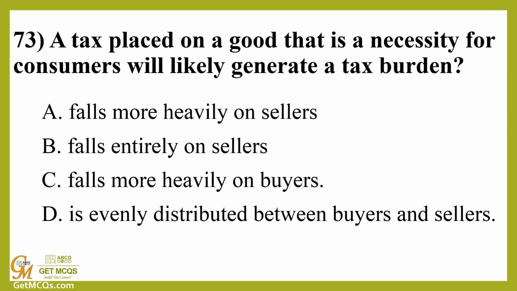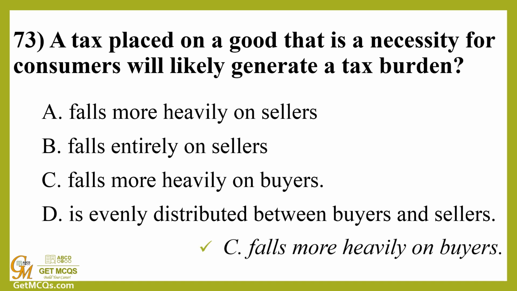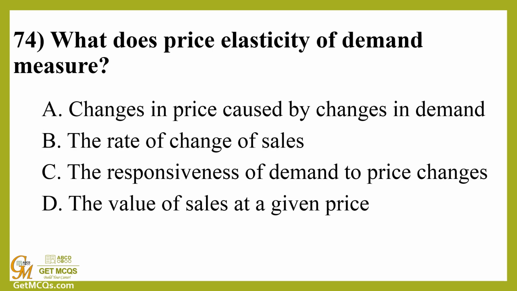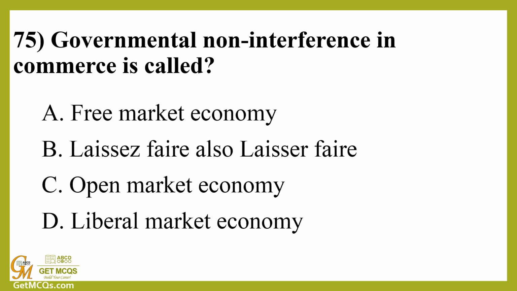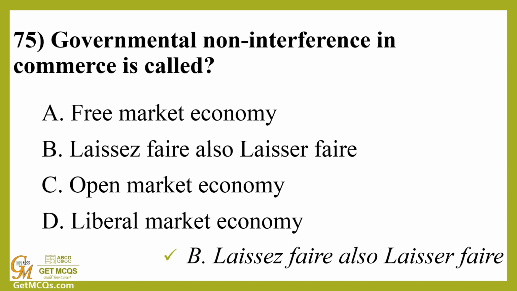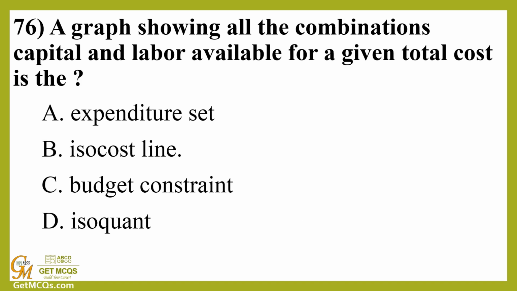73. A tax placed on a good that is a necessity for consumers will likely generate a tax burden. C. Falls more heavily on buyers. 74. What does price elasticity of demand measure? C. The responsiveness of demand to price changes. 75. Governmental non-interference in commerce is called b. Laissez-faire, also laissez-faire. 76. A graph showing all the combinations of capital and labor available for a given total cost is the b. Iso-cost line.